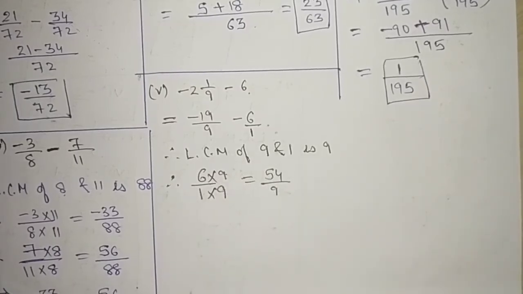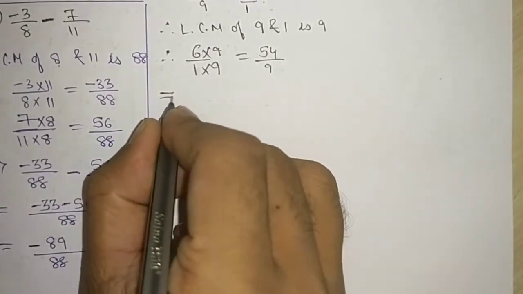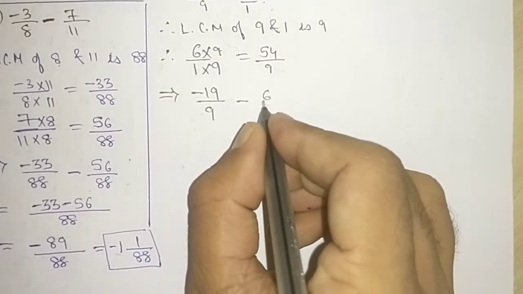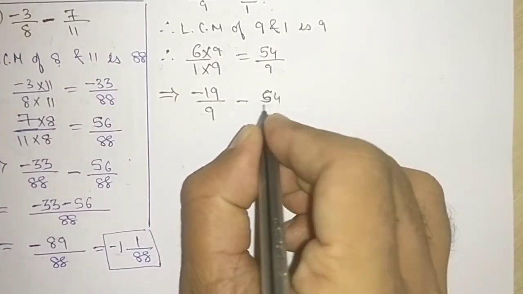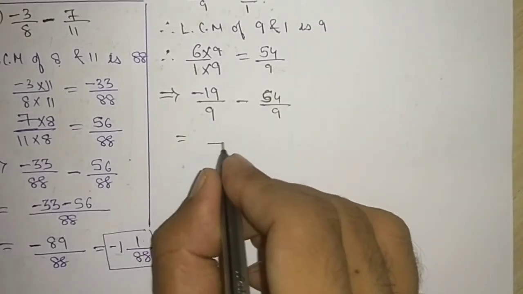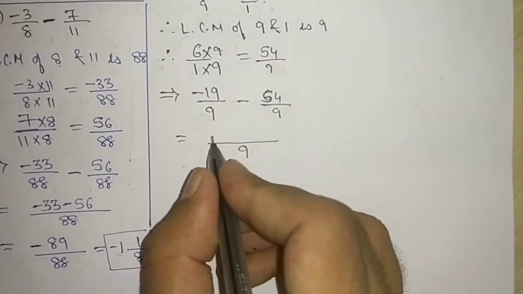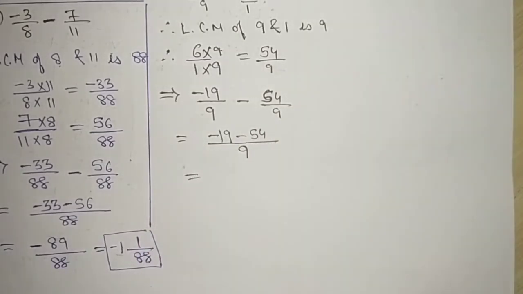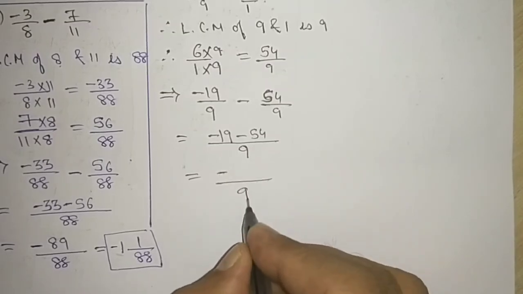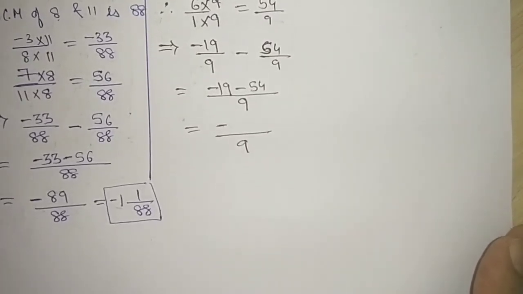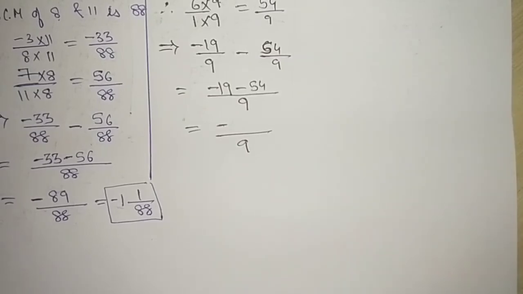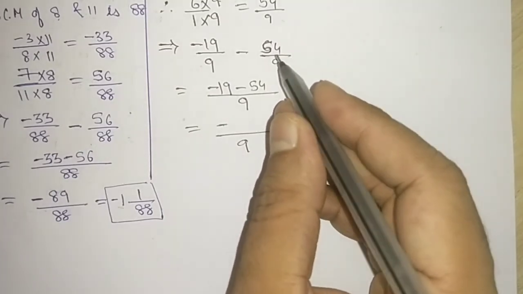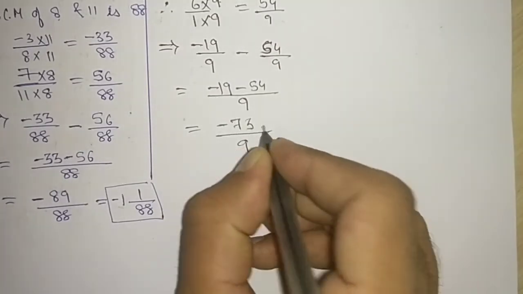Now we can subtract the two numbers. Therefore minus 19 divided by 9 minus 54 divided by 9 is equal to: I will get denominator 9, and numerator minus 19 and minus 54. Since both are negative, we will get the negative sign and we will add the numerators. 54 plus 10 is 64, 64 plus 6 is 70, and plus 3 is 73.